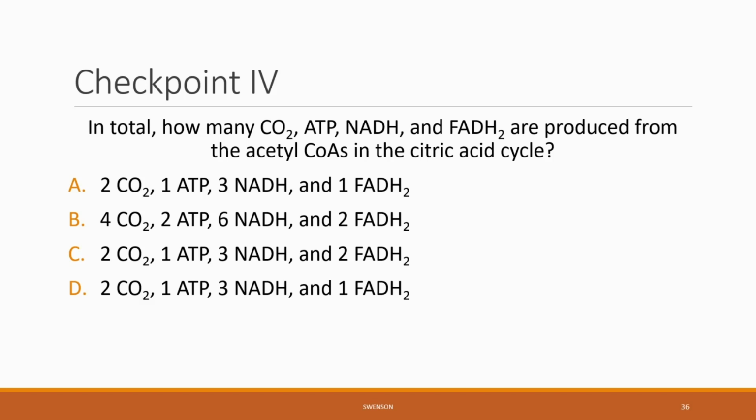Checkpoint 4. In total, how many CO2, ATP, NADH, and FADH2 are produced from the acetyl-CoAs in the citric acid cycle? A, 2 CO2, 1 ATP, 3 NADH, and 1 FADH2; B, 4 CO2, 2 ATP, 6 NADH, and 2 FADH2; C, 2 CO2, 1 ATP, 3 NADH, and 2 FADH2; or D, 2 CO2, 1 ATP, 3 NADH, and 1 FADH2.